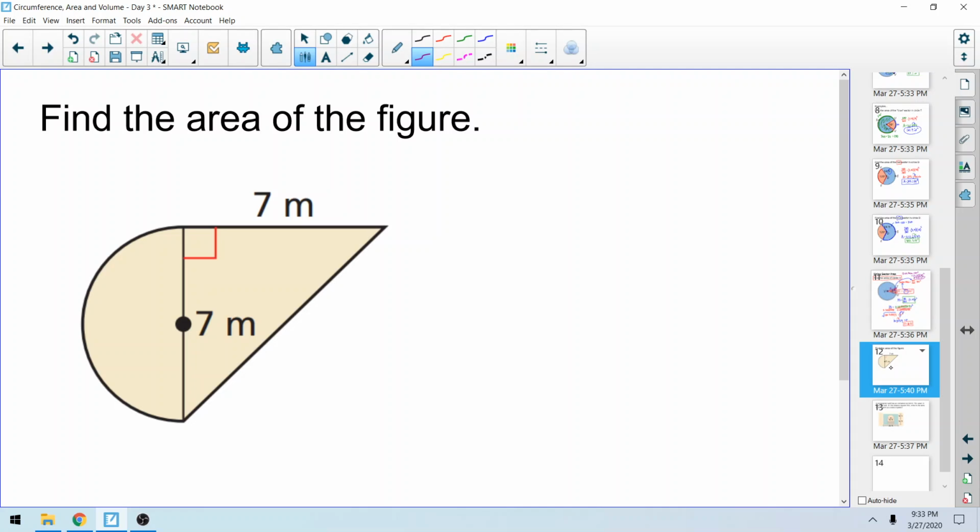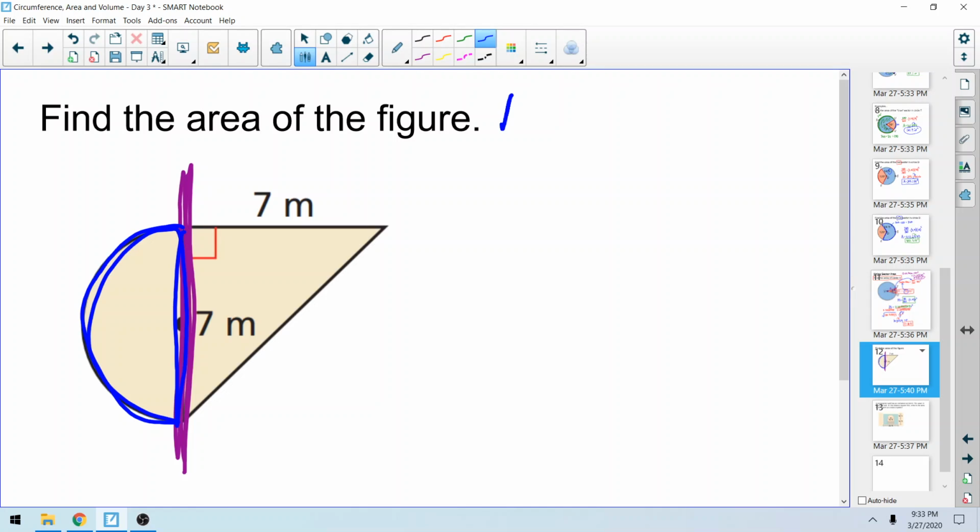Next one, find the area of the figure. I'm looking at the figure, and I see two separate figures. We're going to cut them. I'm going to cut it right here into a triangle and a circle. You can start with whichever one you want. I'm going to start with the circle. And this isn't really a circle. Do you notice it's half a circle? That's actually called a semicircle.